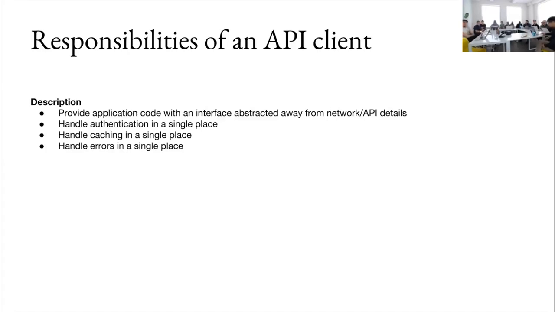Well, networking code can seem easy, but then at some point you need to deal with various forms of authentication, various forms of caching. You want to handle errors in a single place. Errors can be network errors, they can be protocol errors, they can be application errors. So very quickly, it's no longer fetch, right? So that is usually why you would like an API client in your application code. You want to have all that stuff abstracted away and dealt with.